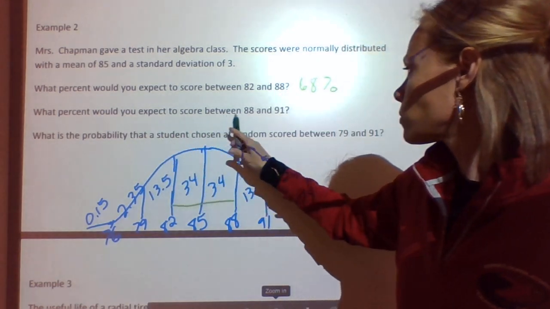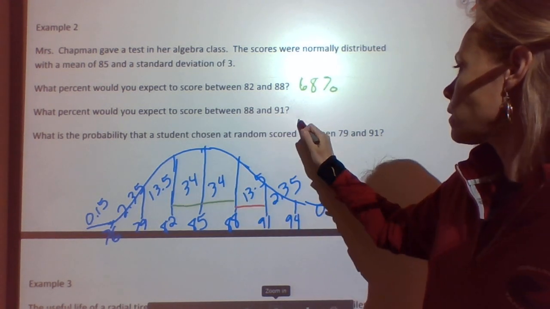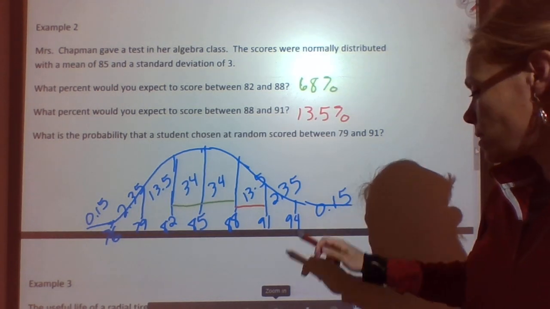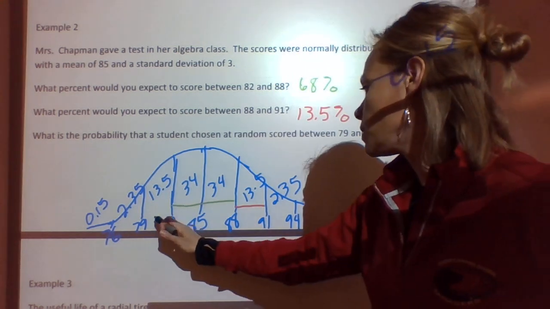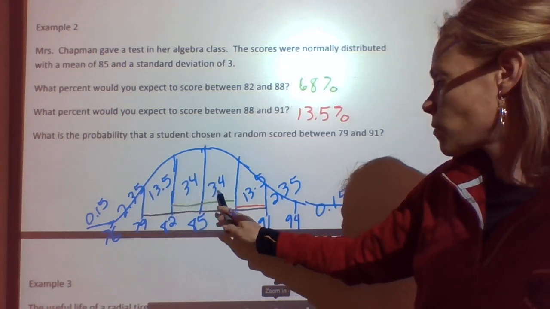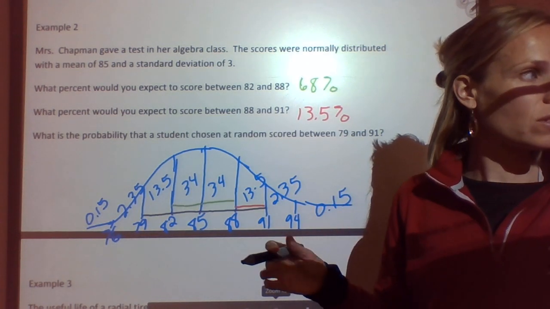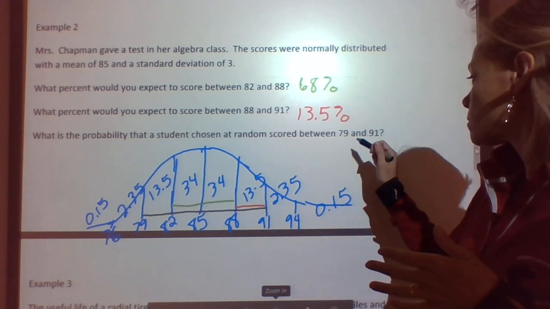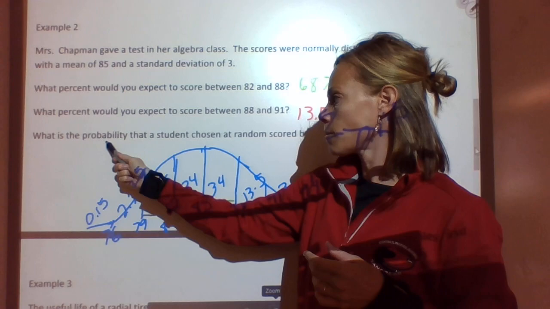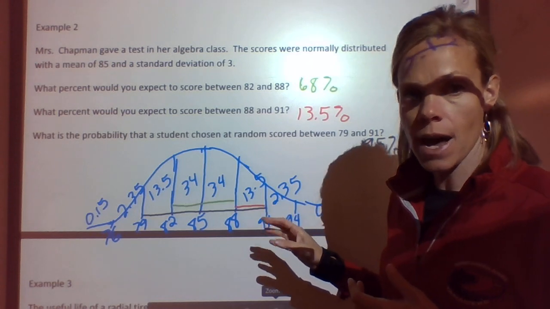What percent would you expect to score between 88 and 91? So 88 and 91 is right here, that's 13.5. What is the probability that a student chosen at random scored between 79 and 91? So 79 is here, all the way to 91 is there. I'm talking about 2 standard deviations from the mean, and within 2 standard deviations of the mean, we know is 95%. Okay, so those were all probability questions, probability percent. So I didn't have to, I could just look at the normal curve and just add it up.